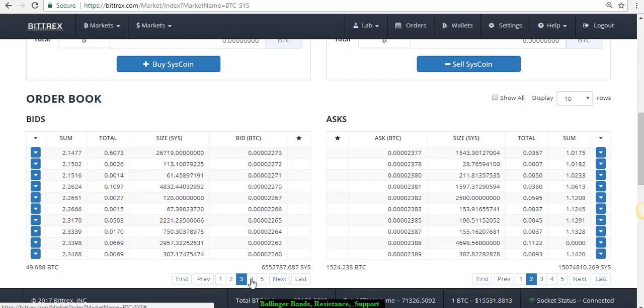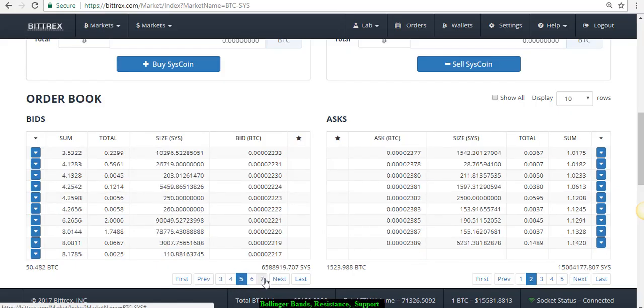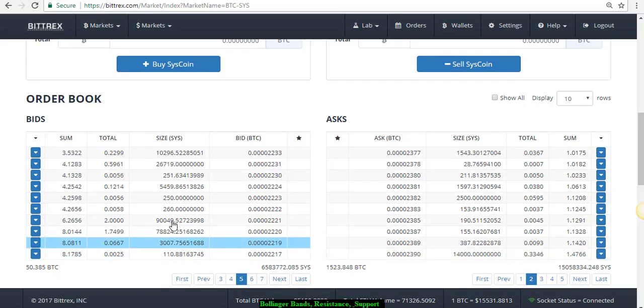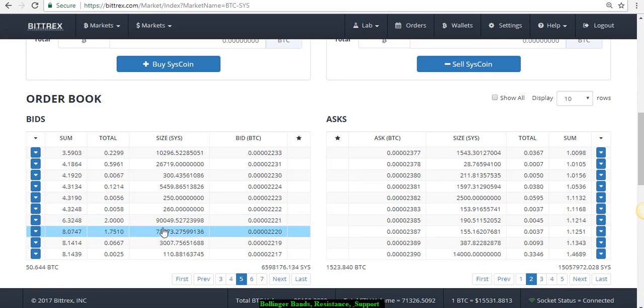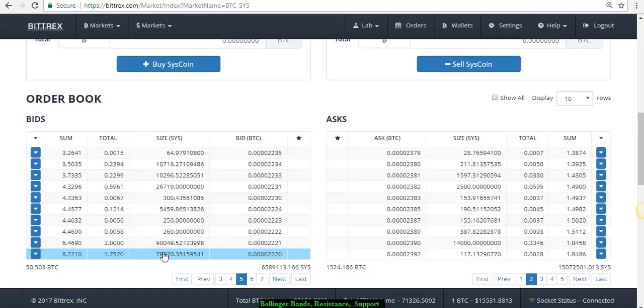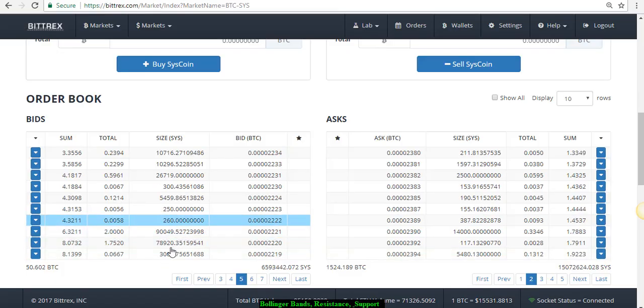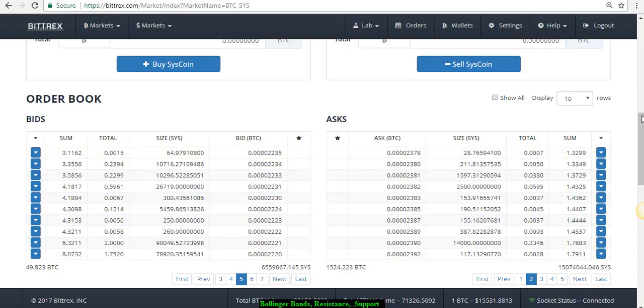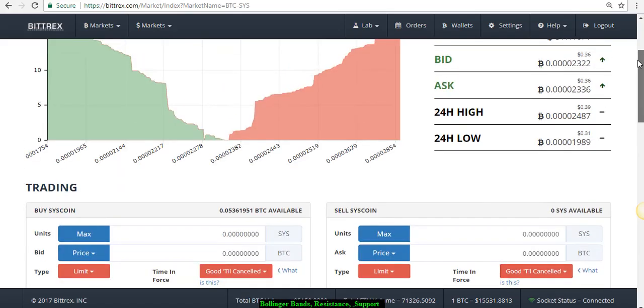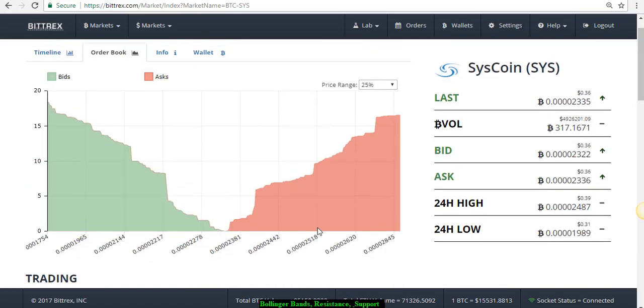Go back to the second page, third page. Let's try the fifth page. 2219. Look at this. We have a whole bunch. We have an order for 90,000 waiting to be filled. If it goes down to 2,221 Satoshi, we have 90,000 and 78,000. Relative to the rest of these orders in here, those are significant walls. Buy walls and sell walls.